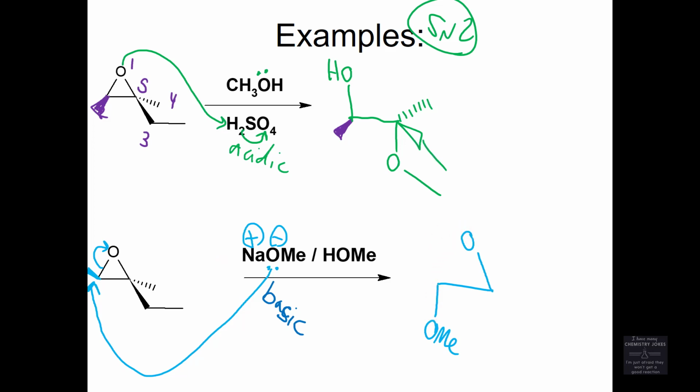My wedge stays the same over there. That wedge staying the same does show inversion. I promise, we'll confirm with R's and S's momentarily. This wedge and dash also stays the same because that stereocenter did not get bothered. That stereocenter did not get attacked. We get this product. We don't usually make a charged final product, so we neutralize it, and we get this.